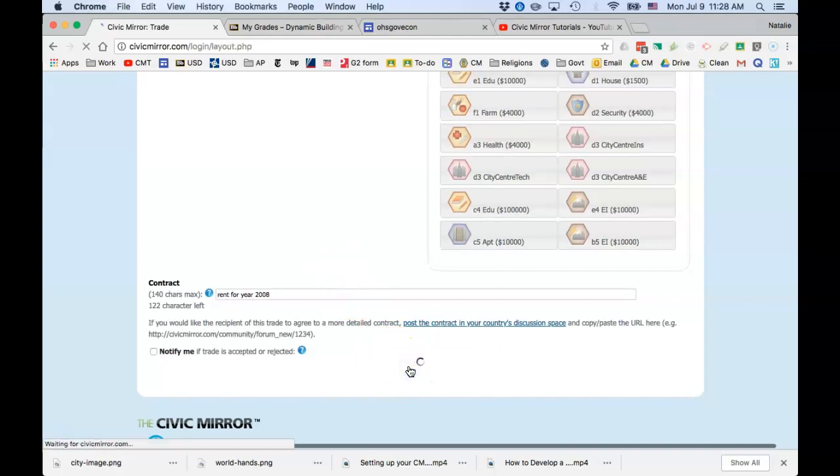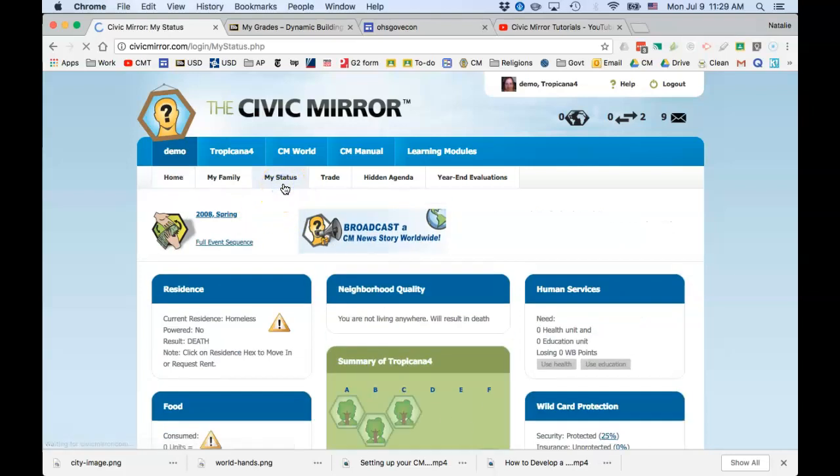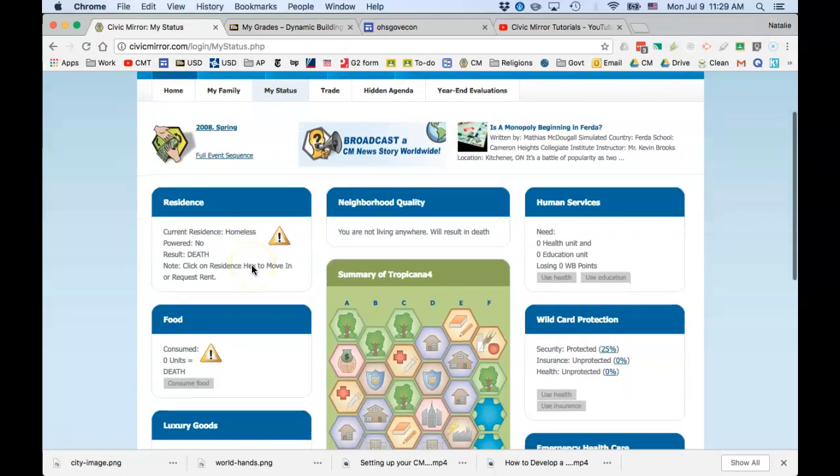Submit trade. Let them know I paid the rent. Can you please make sure that you put me in your apartment complex? And how do you find out whether they did it? You come back to this My Status. Here, clearly the landlord has not put you in there yet. You're still listed as homeless. So go and talk to them. I'm going to go talk to my landlord and make sure they put me in.